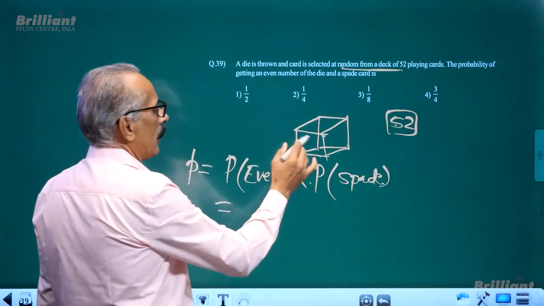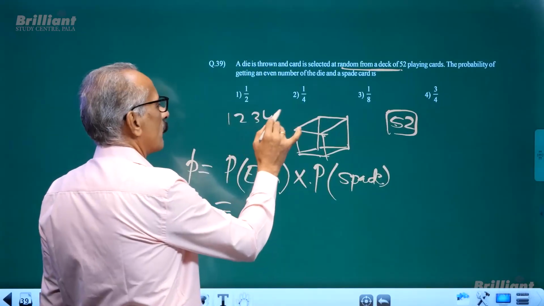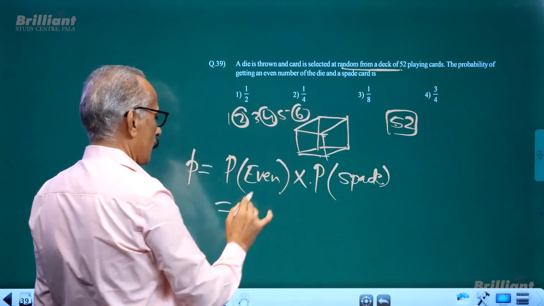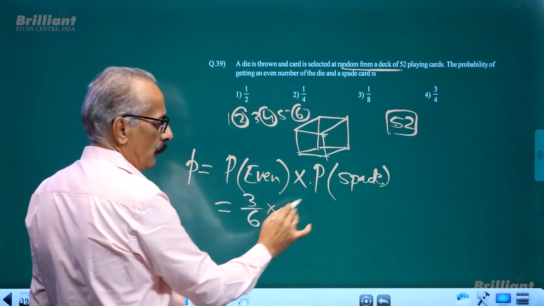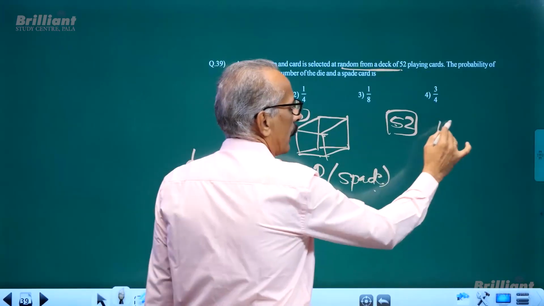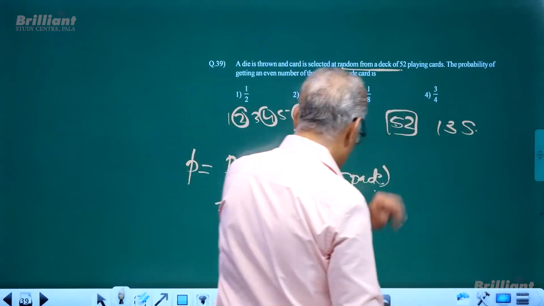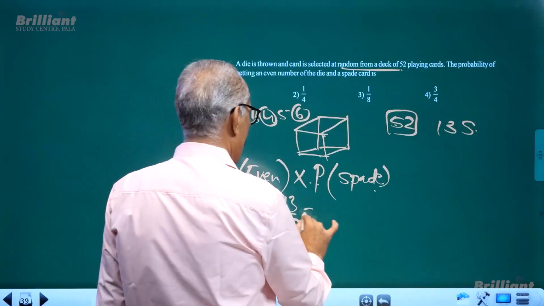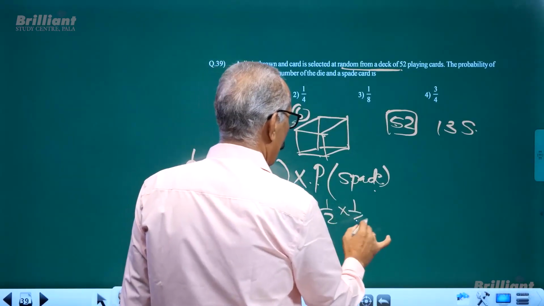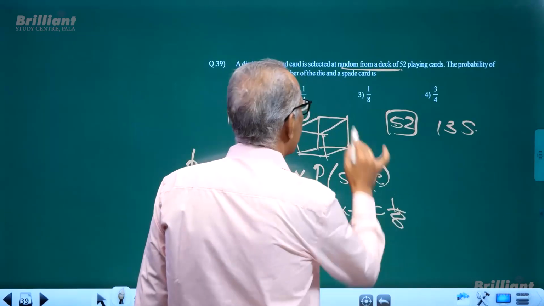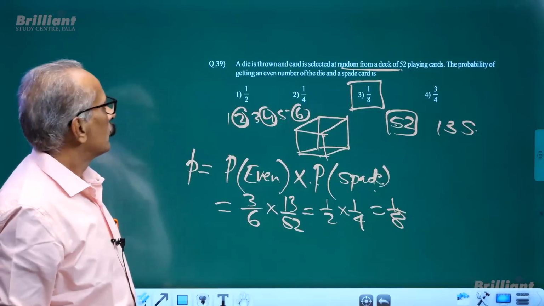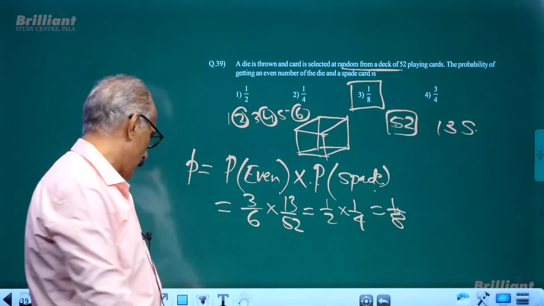Okay, how many even numbers are there? 1, 2, 3, 4, 5, 6. 2 is there, 4 is there, that is 3. So probability will be 3 by 6 into probability of the spade. There are 13 spades in 4 suits, so 13 divided by 52. This is 1 by 2 into 1 by 4. The answer is 1 by 8. So the third one is your answer. Independent events. So 39, your answer is 3.